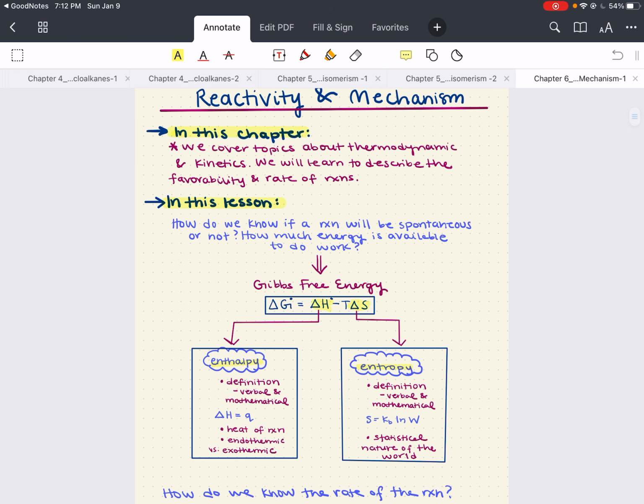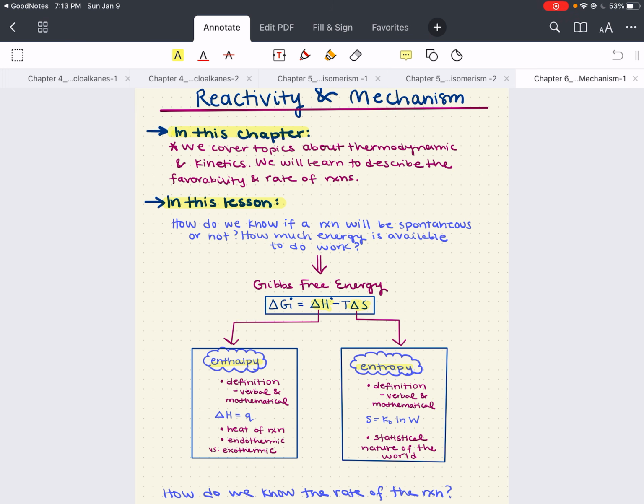Here we're going to answer questions like, well, how do you know if a reaction will be spontaneous or not? How much energy is available to do work? The answers to these questions lie in this term called Gibbs free energy, and we're going to use this formula to gauge the spontaneity of a reaction. Two terms that are a part of this equation that we're going to discuss in detail are enthalpy and entropy. We will look into both with great detail.